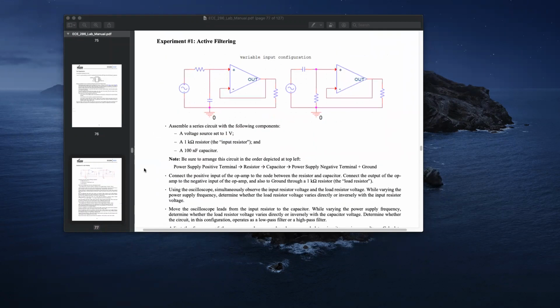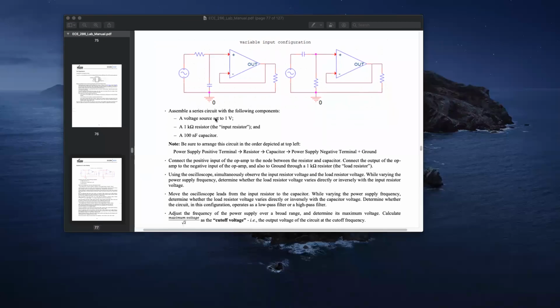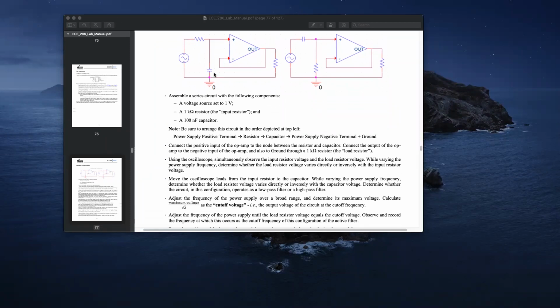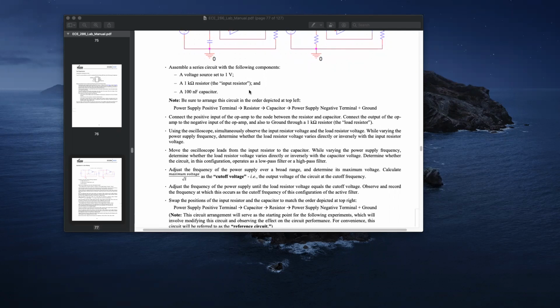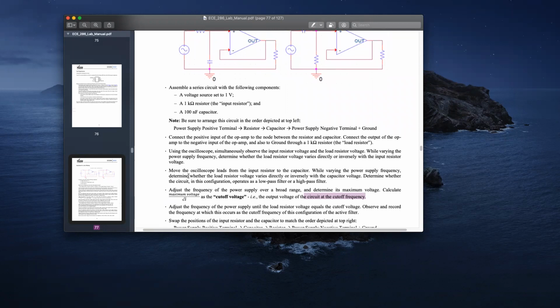Okay, for experiment 1, we have two configurations. In this, we're essentially just trying to see how, in the first part, these components relate directly or inversely to the load. So the voltage measured at the input compared to the voltage at the output. And we want to measure the cutoff frequency. In this case, this manual talks about using the maximum voltage divided by the square root of 2 to give you the cutoff voltage.